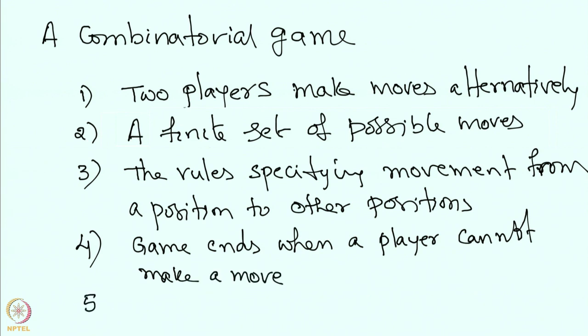And then the fifth one is that the game eventually ends. Okay. So, these five rules specify a combinatorial game. These are the definition for a combinatorial game. Now, we need to understand these five rules do not say who is winning or anything. So, the winning in general is specified by two things. One is called normal play. The other is called misère play.